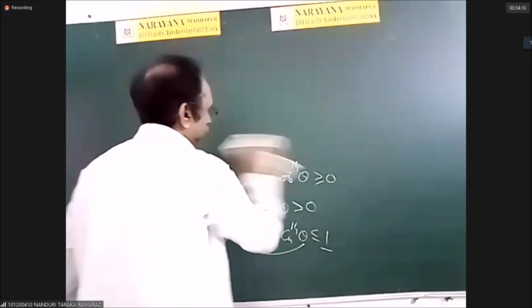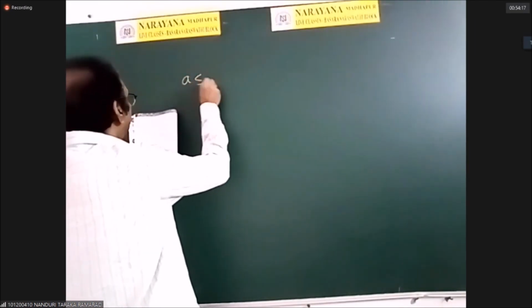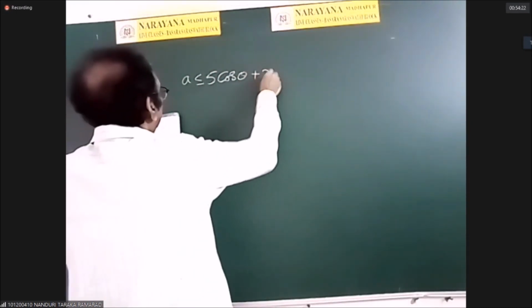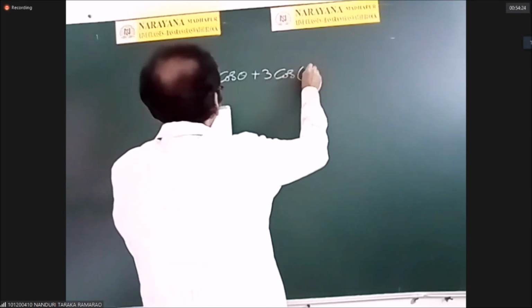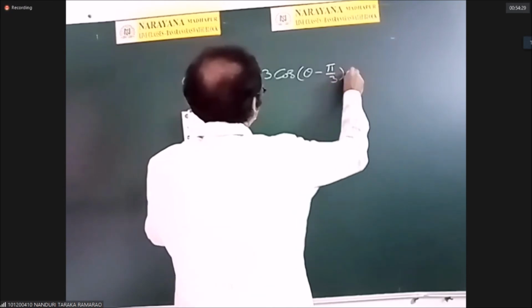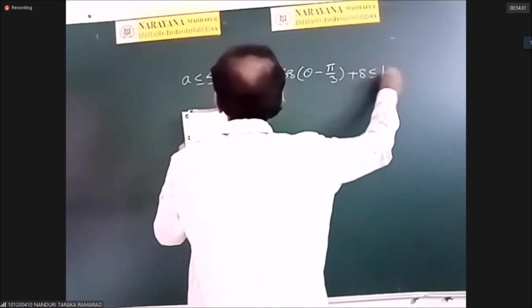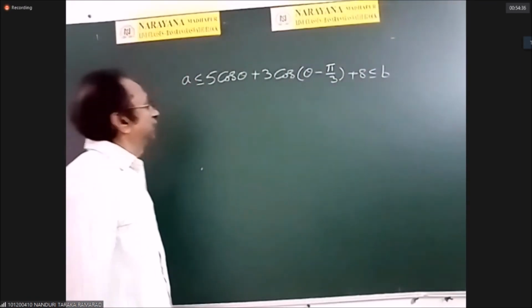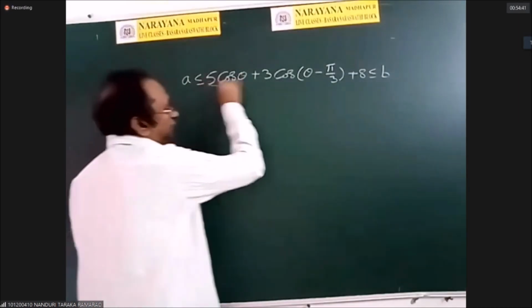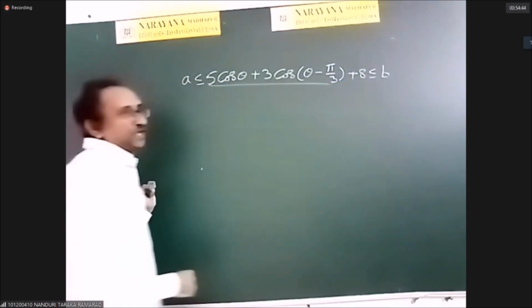Right, see, next question. A less than or equal to 5 cos theta plus 3 into cos of theta minus pi by 3 plus 8 less than or equal to b. So what are the values of a and b? That means what is the minimum value of this function, and what is the maximum value of that function.